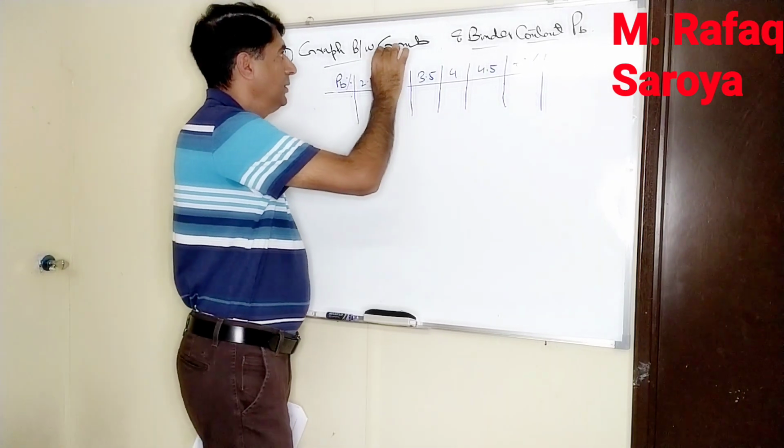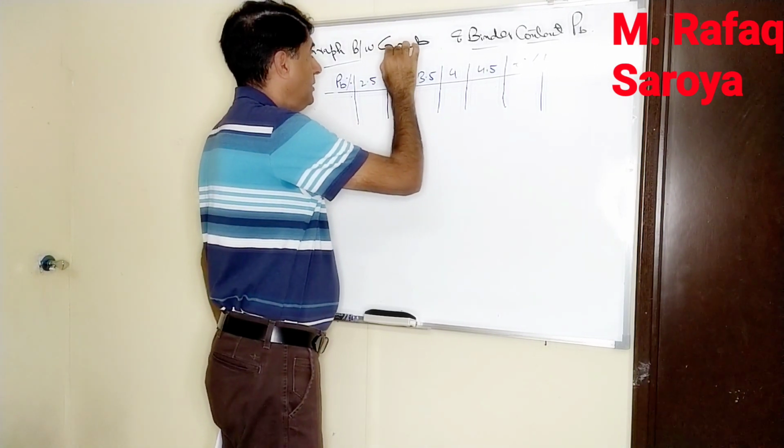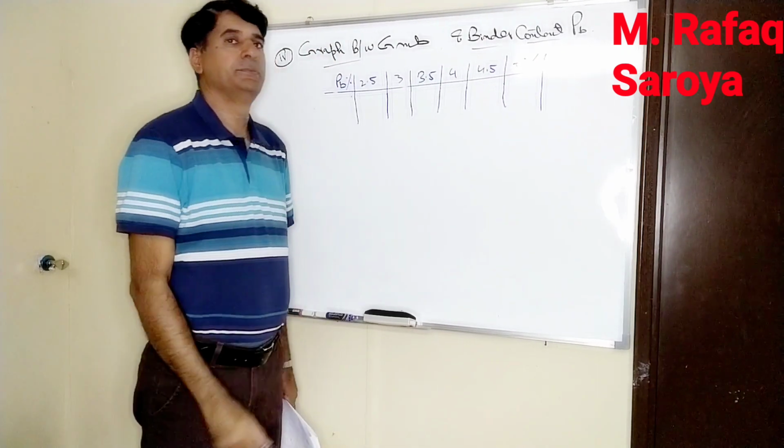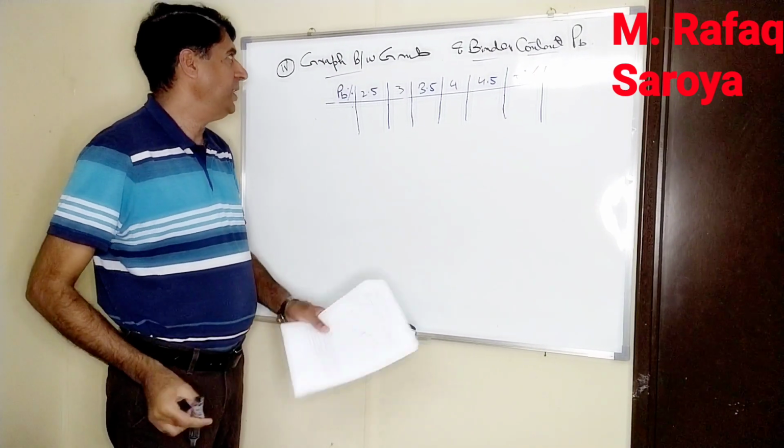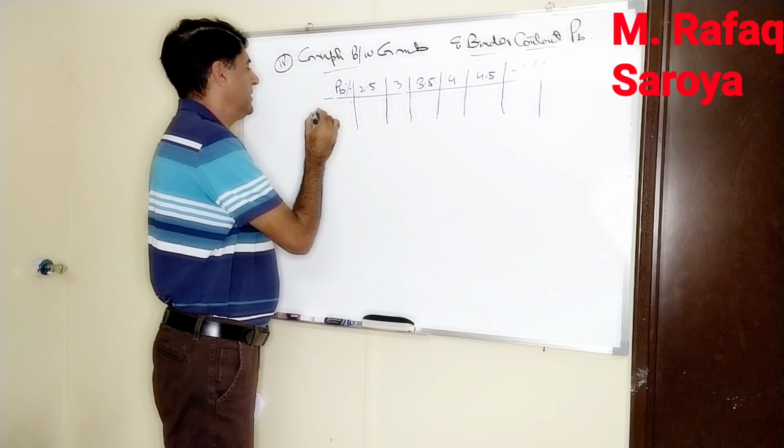Now, fourth property, Gmb and the binder content. The question is, what is Gmb? Bulk specific gravity.